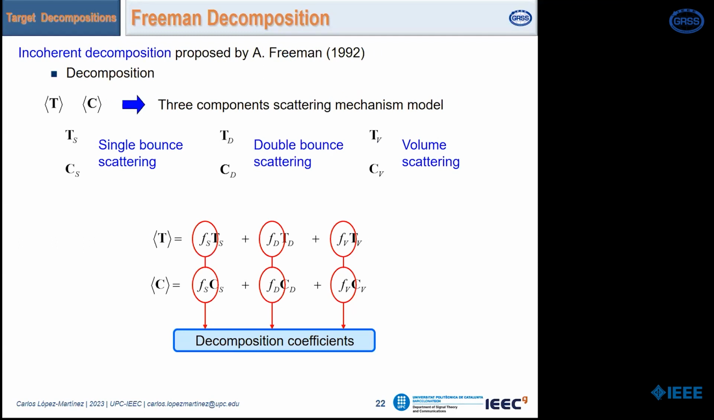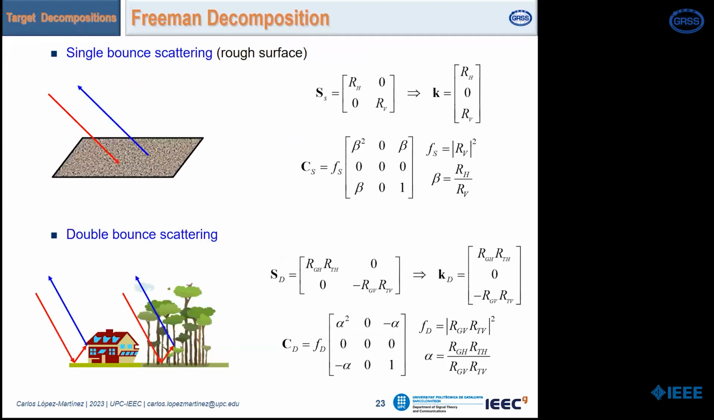Maybe one of the most important decompositions, because it's the first one, is the Freeman decomposition. In this particular case, the decomposition decomposes the T and the C matrix into three elements: single bounces, double bounces, and volume scattering. But this time expressed in terms of T matrices. The model used for the single bounces is given in here. This is the model of the covariance matrix for the single bounces.